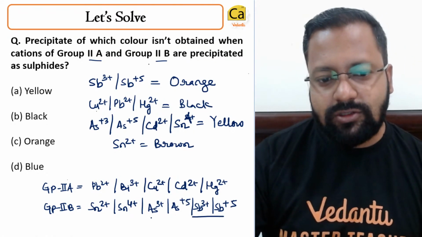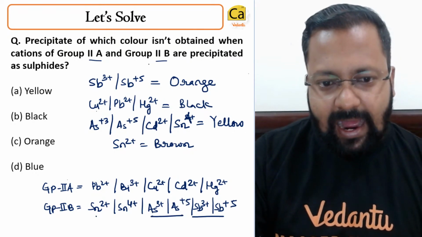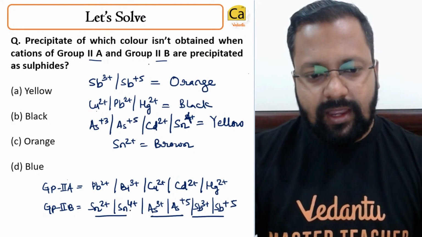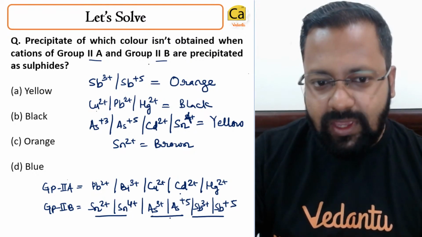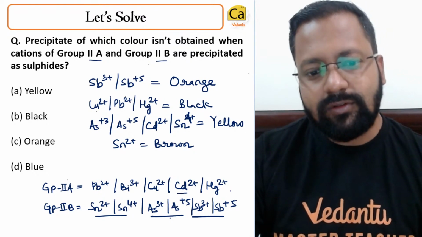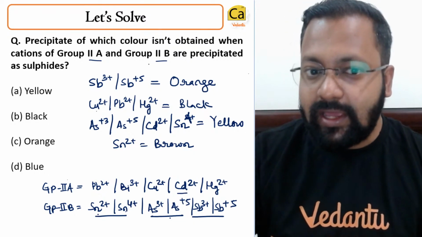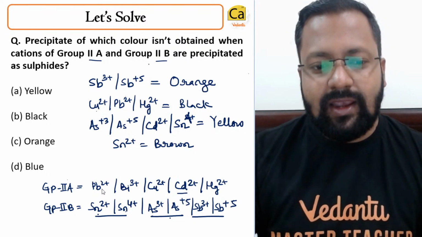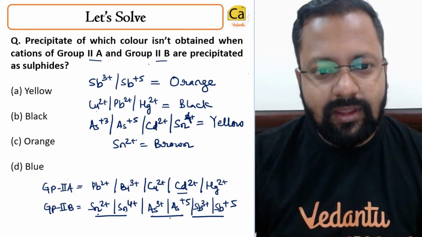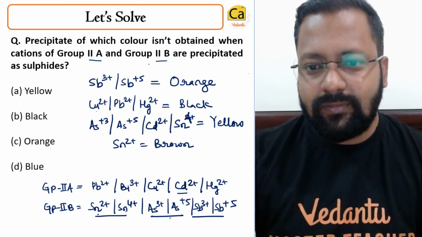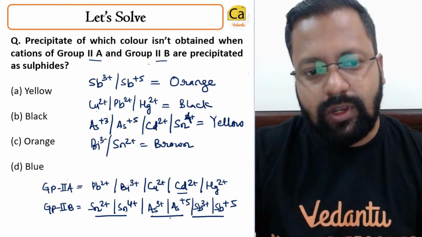Sb will give orange, arsenic will give yellow, cadmium will give yellow, and tin 4+ will give yellow. Tin 2+ will give brown. Lead, sorry, Bi3+ will also turn brown.